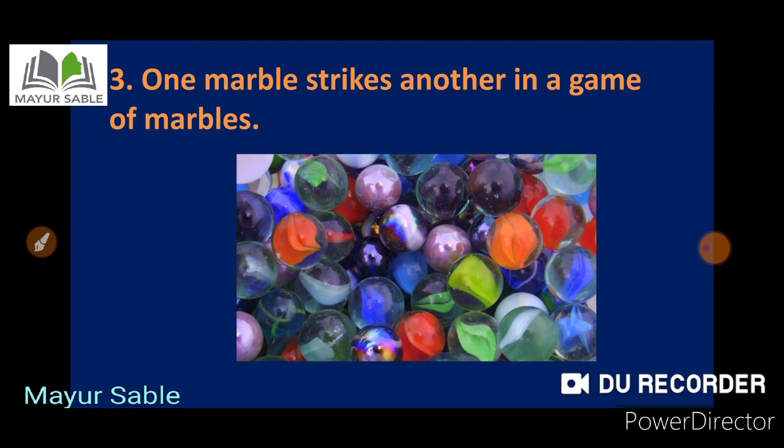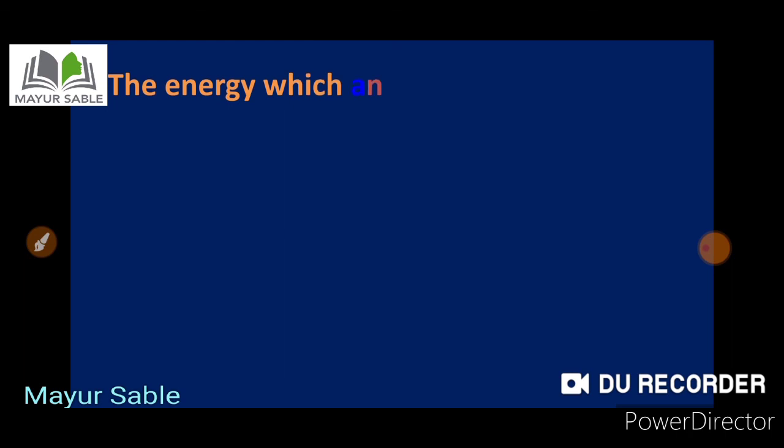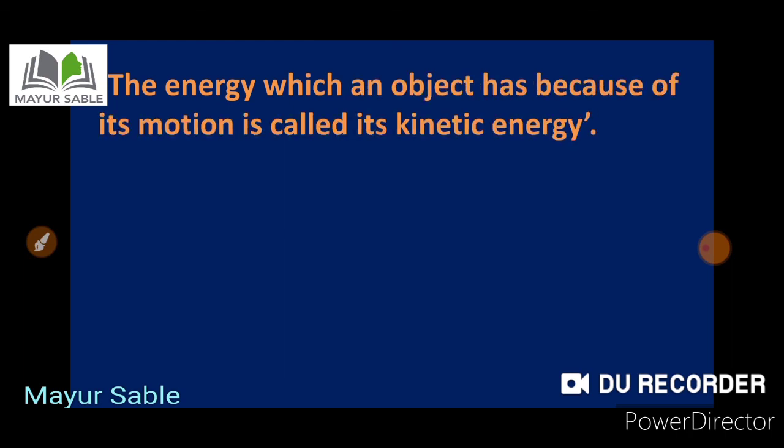In all those examples, what is going to happen? The energy of one object is going to transfer to another object. In the first case, the ball had some sort of energy, which got transferred to the stumps. In the second case, the energy was in the striker and it was transferred to the coin or puck. And in the third example, the first marble had some sort of energy, which got transferred to the second one.